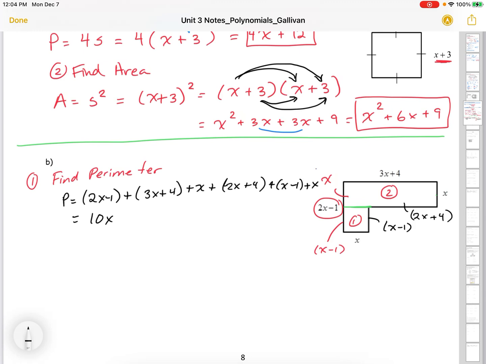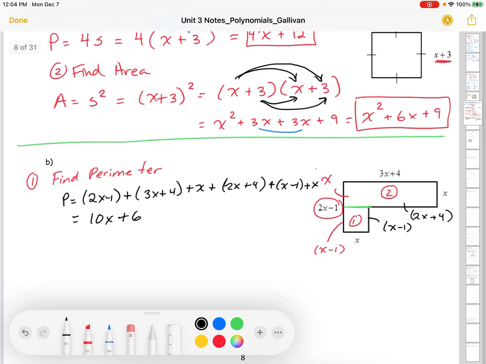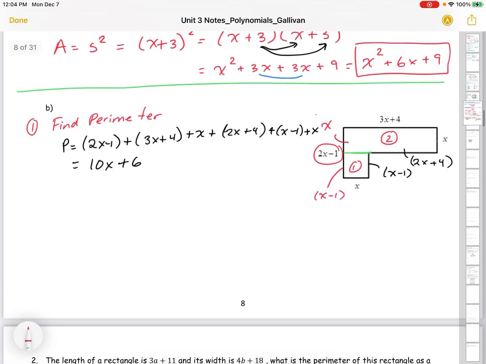Better double check that. Negative 1 plus 4 is 3, plus another 4 is 7, minus another 1 is 6. So plus 6 for my perimeter. There's a number of different ways you can do that one, so you just want to be careful. Now for area, this is where you need to look at those two different blocks.